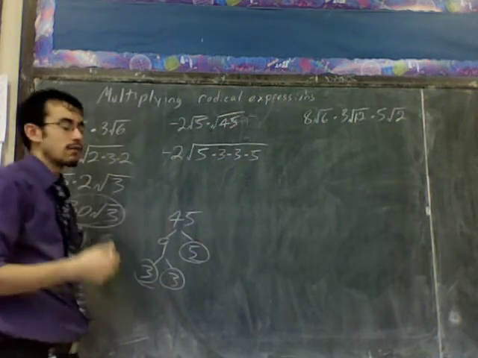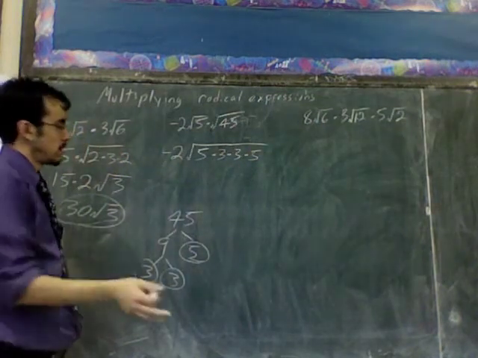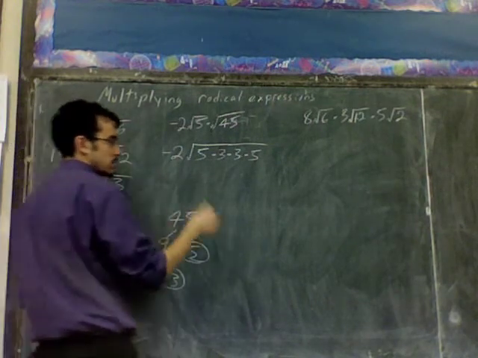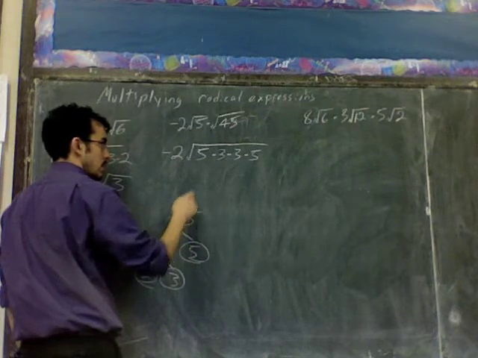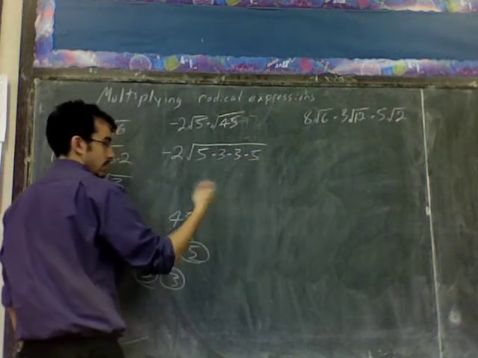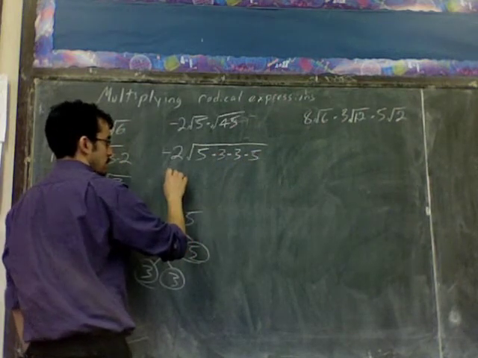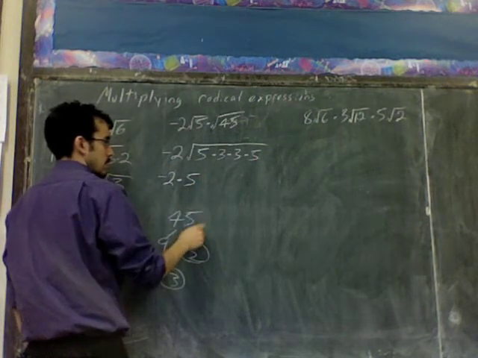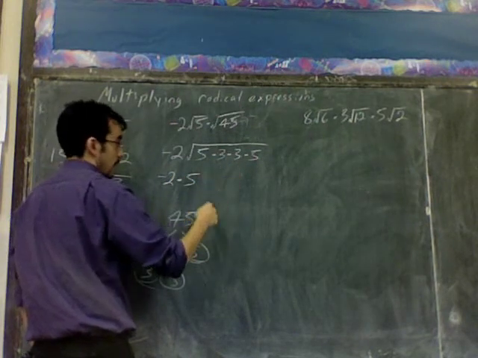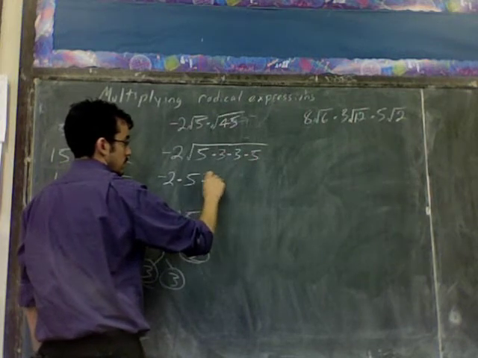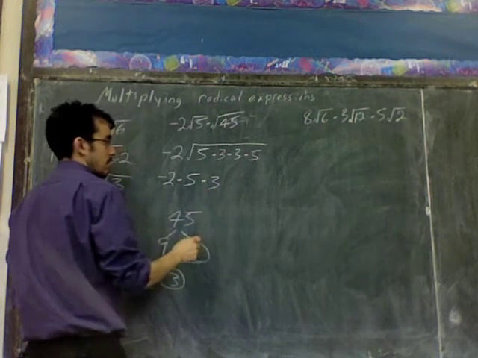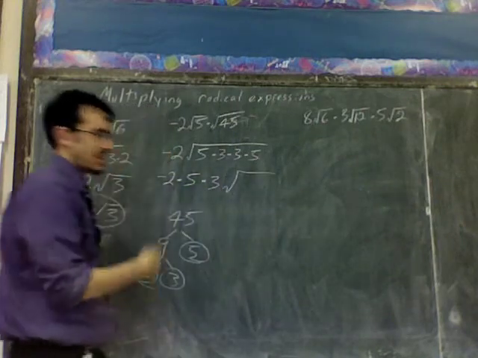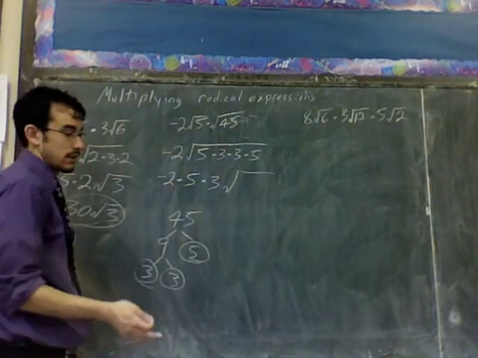And again, for every pair of things under the radical, pull a pair out. Get rid of the pair, put one of those numbers that were in the pair out front. I see a 5 and a 5. That pair is eliminated, a 5 goes out front. So negative 2 times 5. I see a 3 and a 3. That pair, I get a 3 out front. Now there's nothing left under the square root symbol. I could write it, but there's nothing underneath it. So you don't need anything.